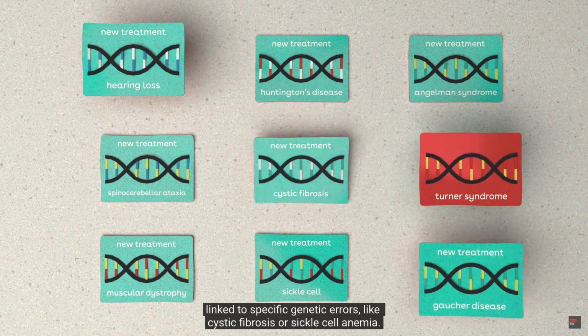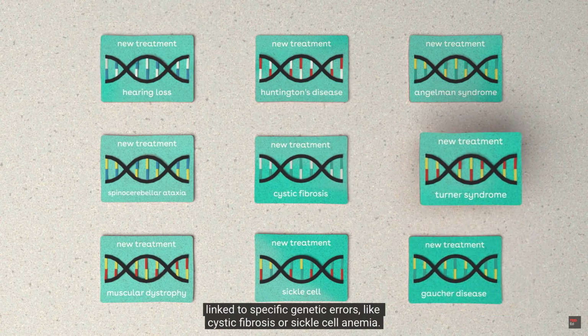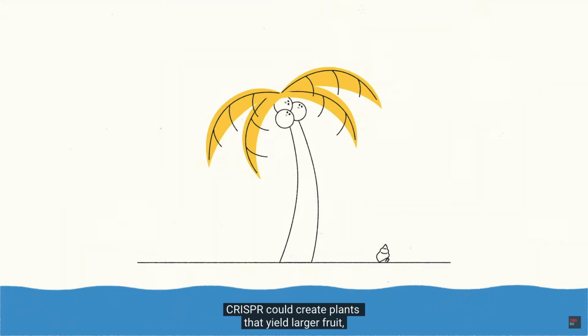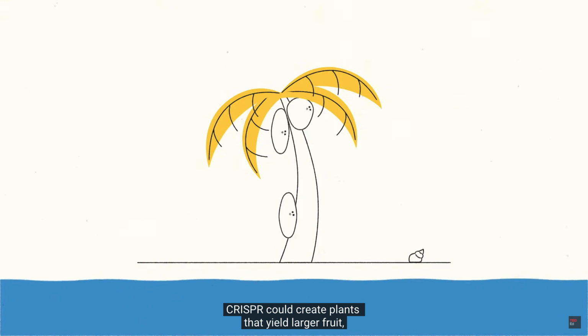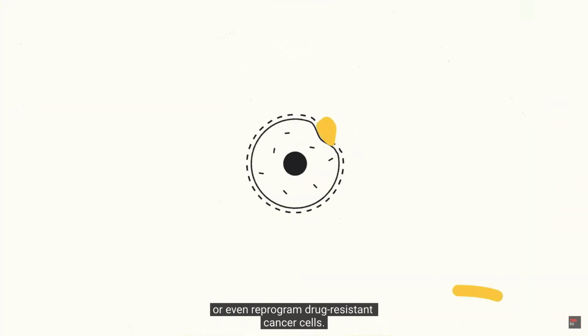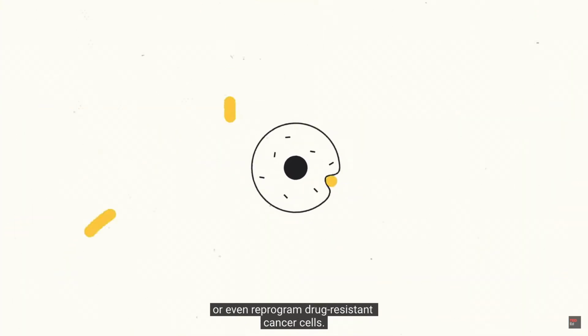The ability to fix DNA errors means that CRISPR could potentially create new treatments for diseases linked to specific genetic errors like cystic fibrosis or sickle cell anemia. And since it's not limited to humans, the applications are almost endless. CRISPR could create plants that yield larger fruit, mosquitoes that can't transmit malaria, or even reprogram drug-resistant cancer cells.